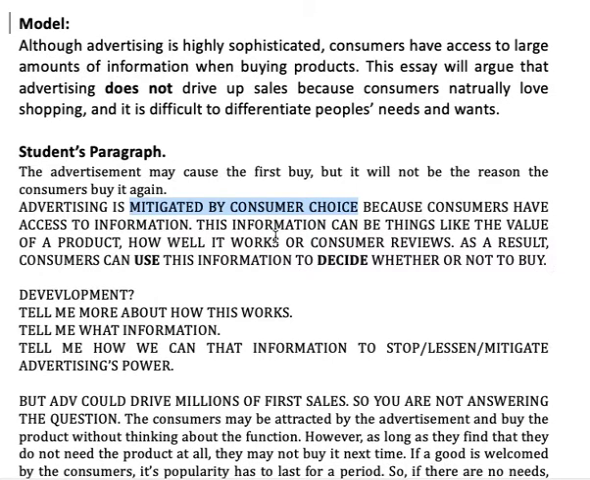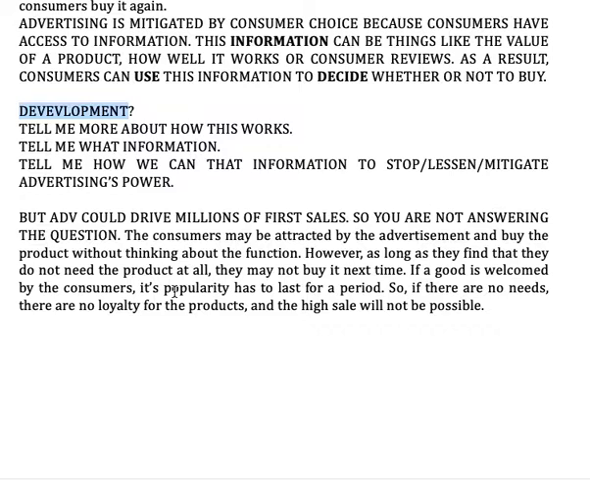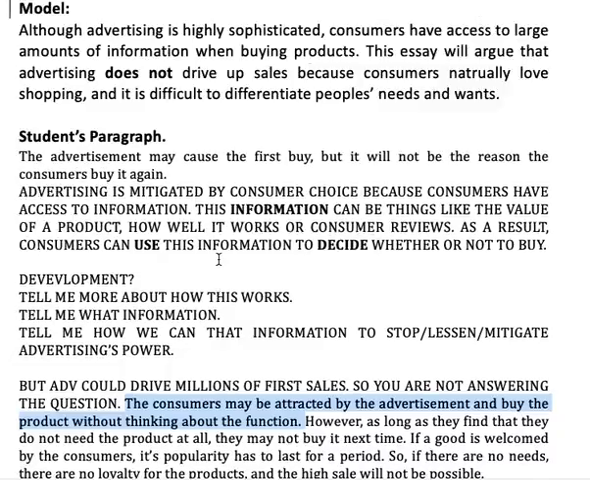And why is this true? Because they have information. What information? Here's the information. What do they do with the information? They use it to decide whether or not to buy. We come to the point where we say consumers decide. Okay, that's called development. Now, if we go here, the consumers may be attracted to the advertisement and buy the product without thinking about the function. No, we don't want them buying things because of advertising. That's not our thesis.